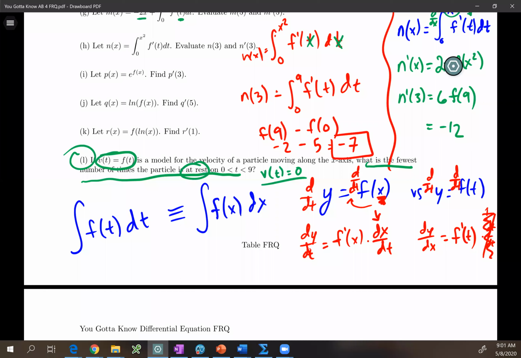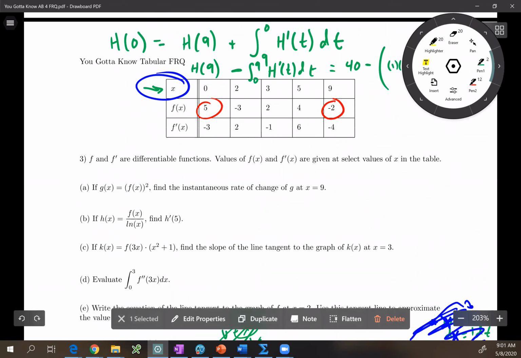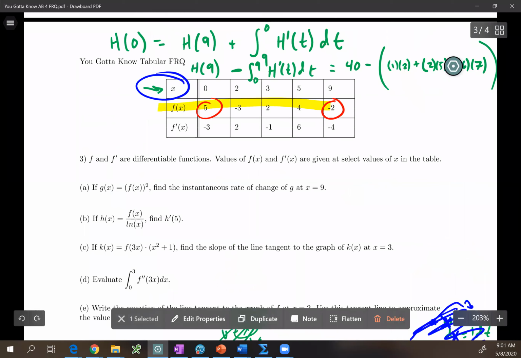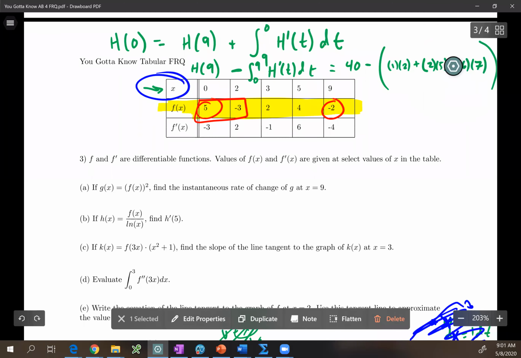So this would be an IVT because we have V and we want to know about V equals 0. You would just be looking on this row and figuring out how many times it switches from a positive number to a negative number. There's one where it would have to pass through 0. Here it has to pass through 0. And here it has to pass through 0. So that's a similar one. Okay.